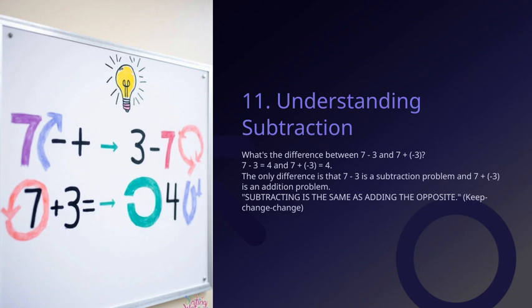We often call this the keep-change-change method, meaning you keep the first number, change the subtraction sign to addition, and change the sign of the second number to its opposite. This idea helps us see that subtraction and addition of negatives are closely related, which makes working with negative numbers much easier once you understand this connection. It ties into the overall theme of understanding how numbers behave, especially when negatives are involved.